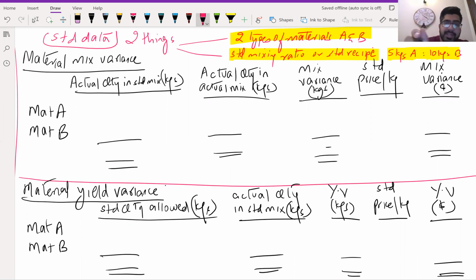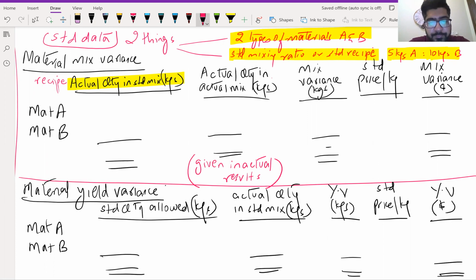Now, when you start the material mix variance, the format is there. Actual quantity in standard mix means what the recipe is stating. Actual quantity in actual mix, what you have done, mix variance in kgs, price per kg in currency. Now let's start. This actual quantity in actual mix, I've told you, is given in actual results.